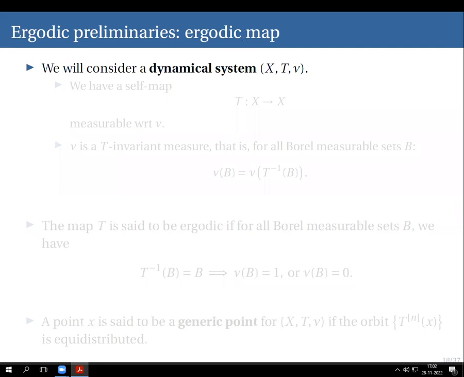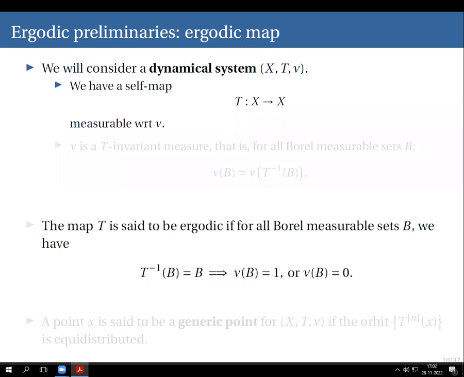But the approach that we want to consider is if you have a dynamical system, which is just a tuple X, mu, along with a self map that's a measurable map with respect to mu.